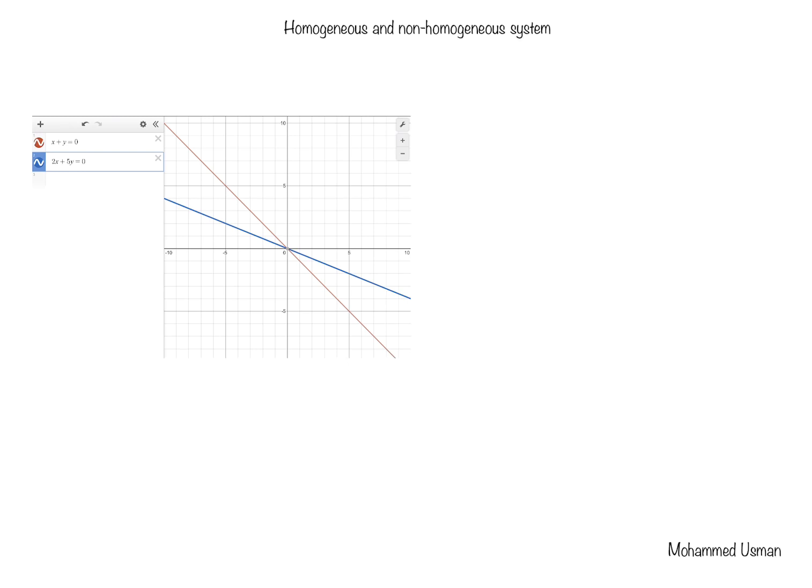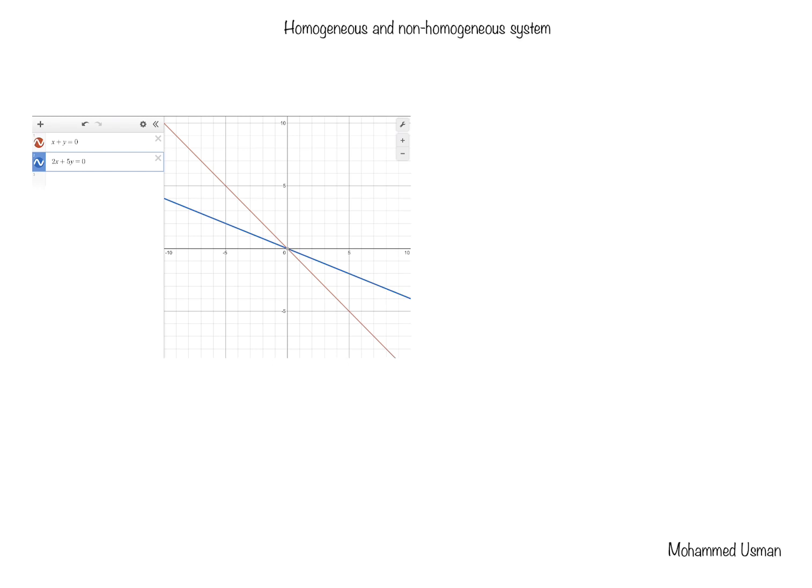Now, since these equations are having only two variables and they are depicted in a two-dimensional plane, each of these equations represents a straight line. So the first equation, x plus y equals 0, is representing this red line, and the 2x plus 5y equal to 0 is representing this blue line. And we can clearly see that the origin is indeed a solution. It is a point of intersection for the two lines.